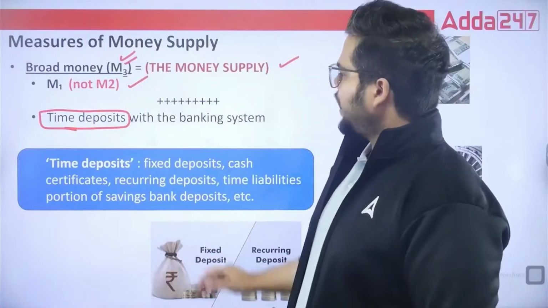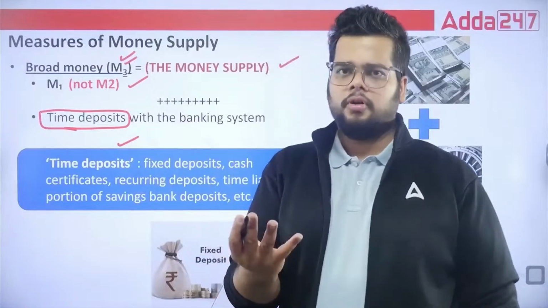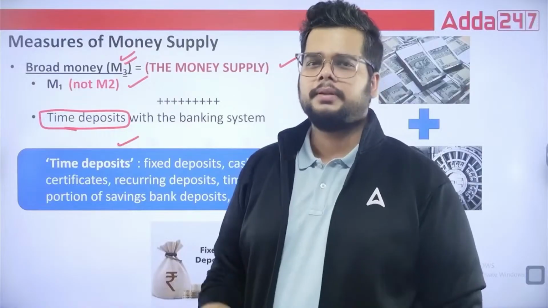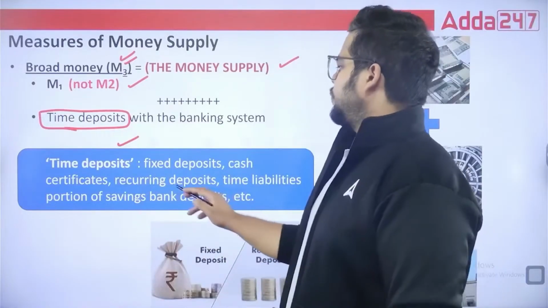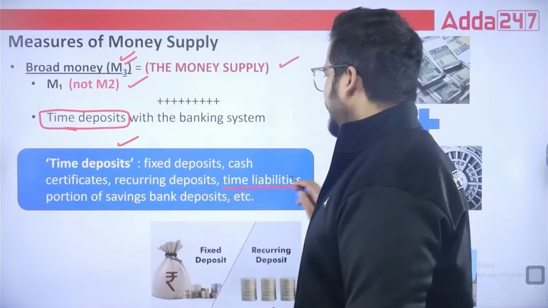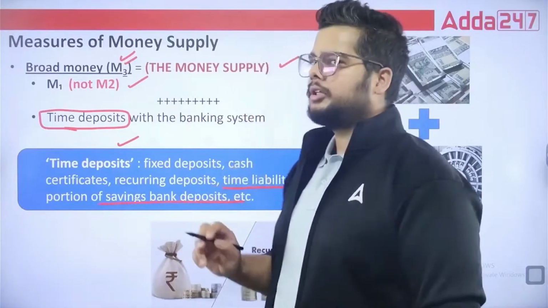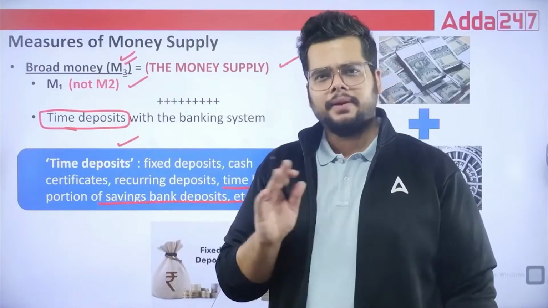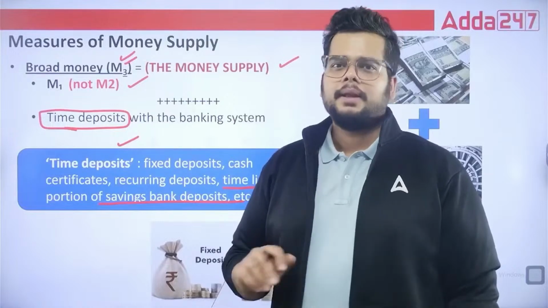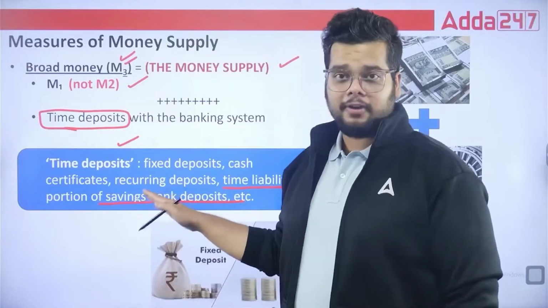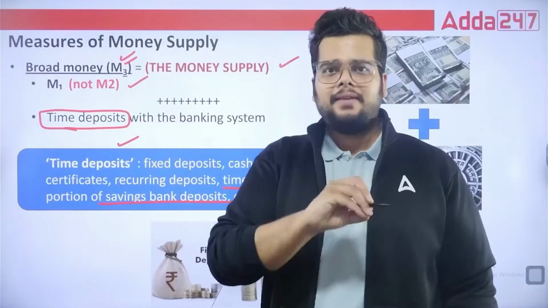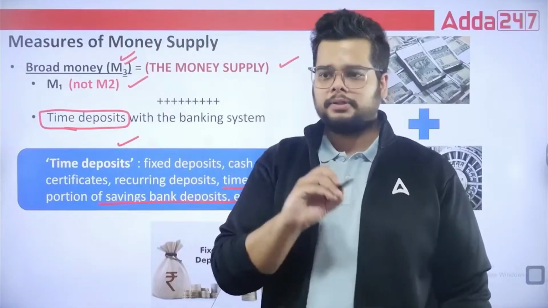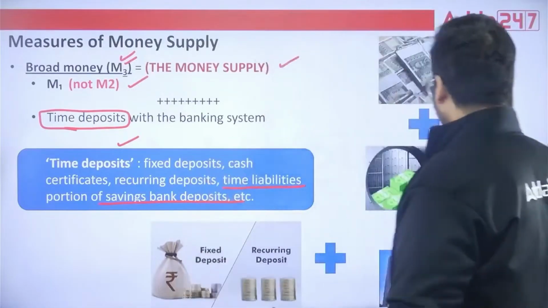Now when we talk about time deposits, mostly we know that FD and RD are the 2 major components, but along with that you must remember that the time liabilities portion of saving bank deposits is also one of the criteria while we define the time deposits. And in the examination, the examiner can give a particular component based on the saving banks component for the time deposit. So you have to add that as well.